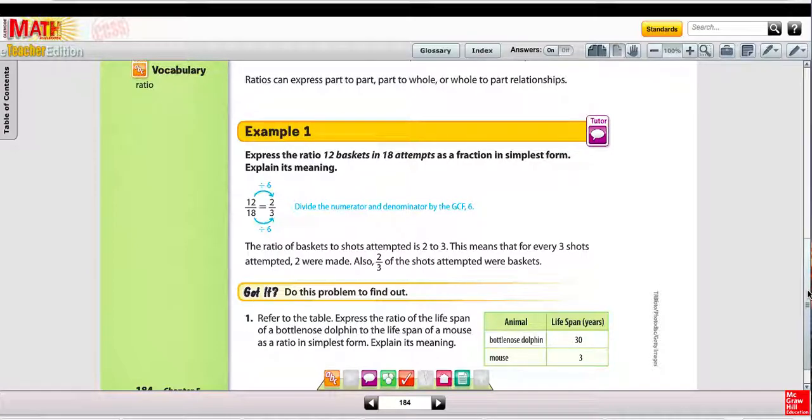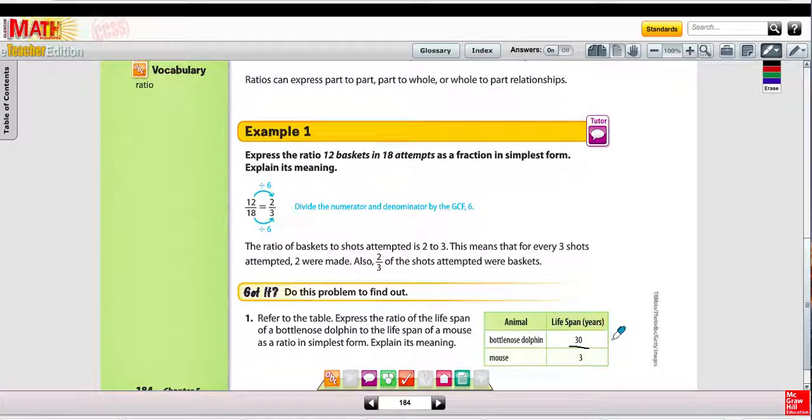So at the bottom of page 184, got it, number 1, it says to refer to the table and express the ratio of the lifespan of a bottlenose dolphin to the lifespan of a mouse as a ratio in simplest form. And the order of the words in the question is important because if it's asking for the ratio of bottlenose dolphin to mouse, it would be 30:3. But if it was asking for mouse to bottlenose dolphin, it would be 3:30. In this case, it's bottlenose dolphin to mouse.